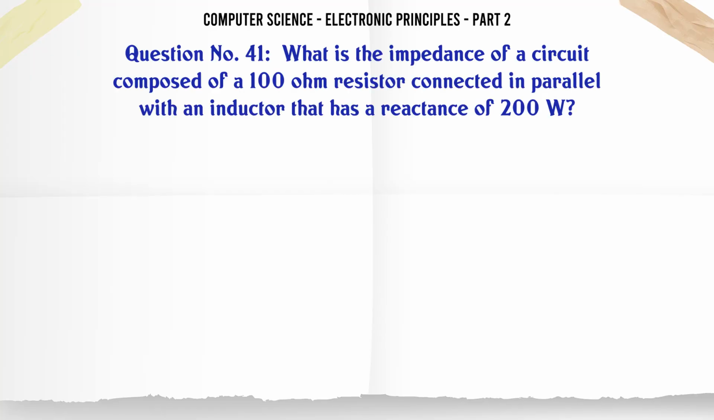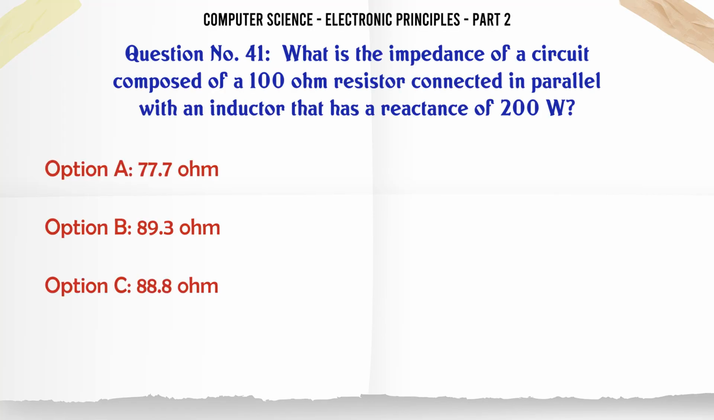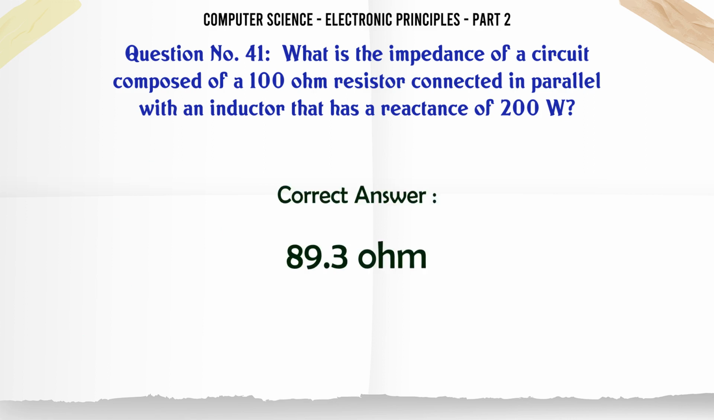What is the impedance of a circuit composed of a 100 ohm resistor connected in parallel with an inductor that has a reactance of 200 ohms? A. 77.7 ohm, B. 89.3 ohm, C. 88.8 ohm, D. 224 ohm. The correct answer is 89.3 ohm.